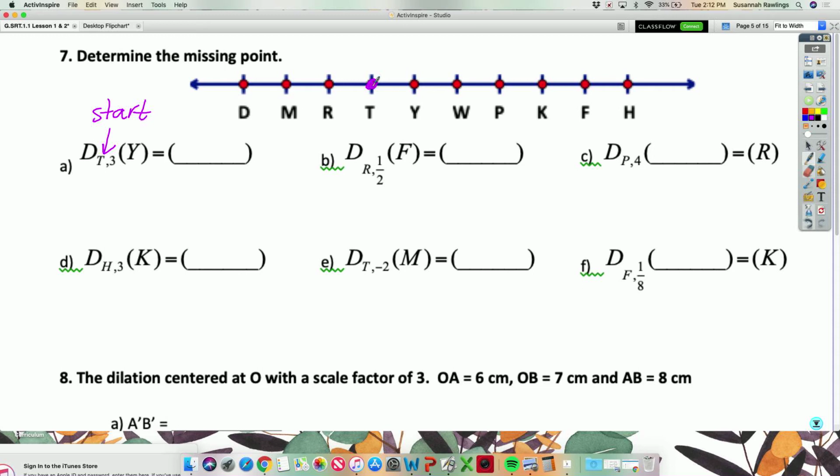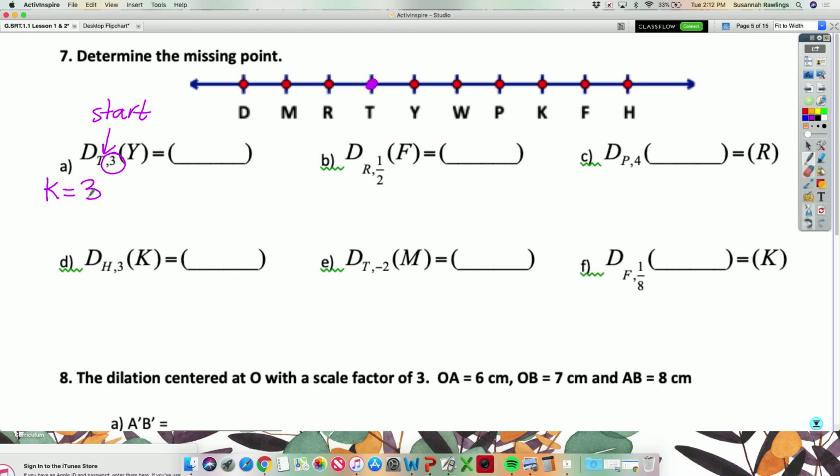So you don't want to just mark up your whole entire line here because you're gonna have to be doing all of these without erasing. So I can erase mine. Okay, so this number 3 is what? That is my what? 3. Scale factor. That is my scale factor.